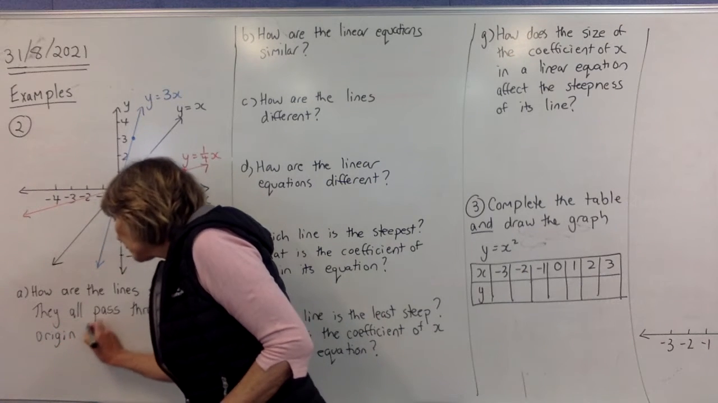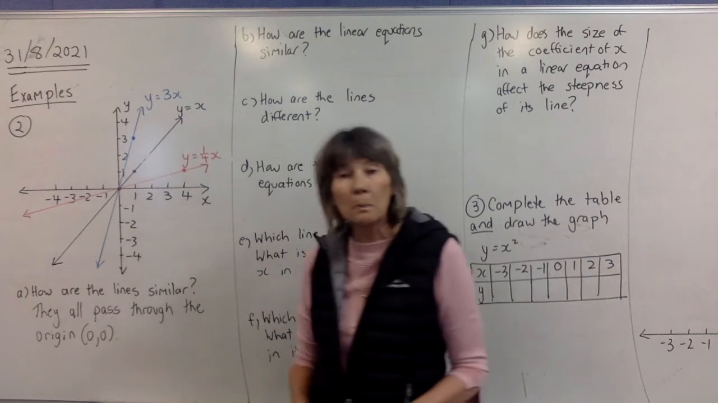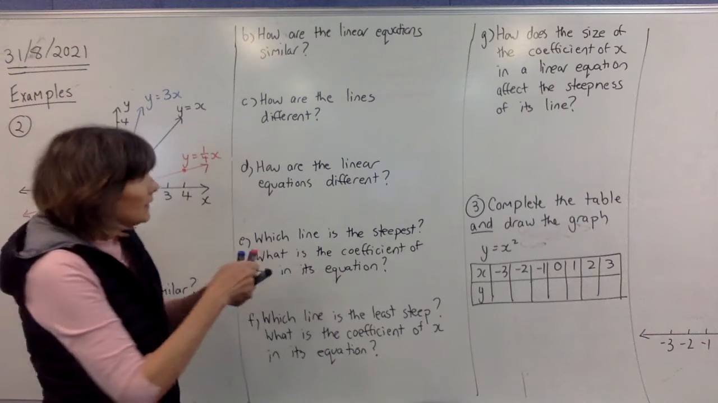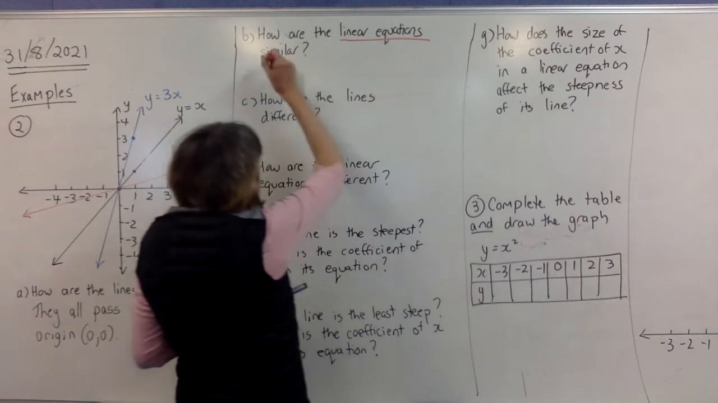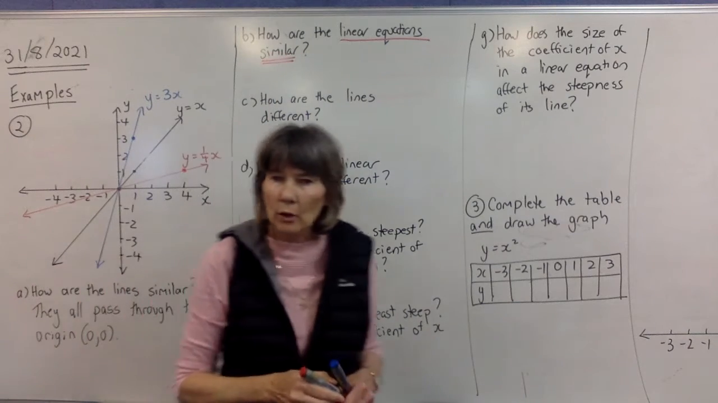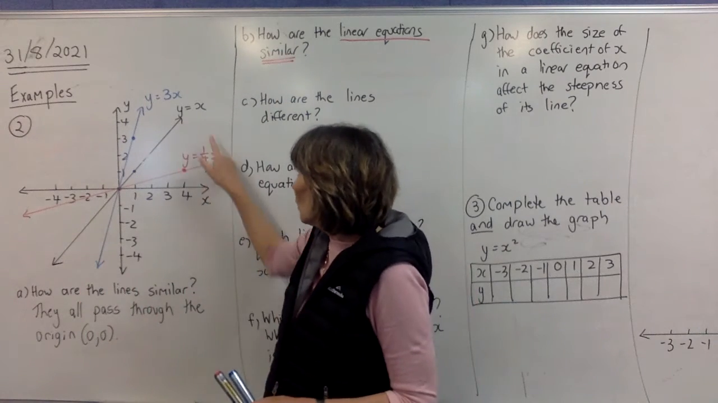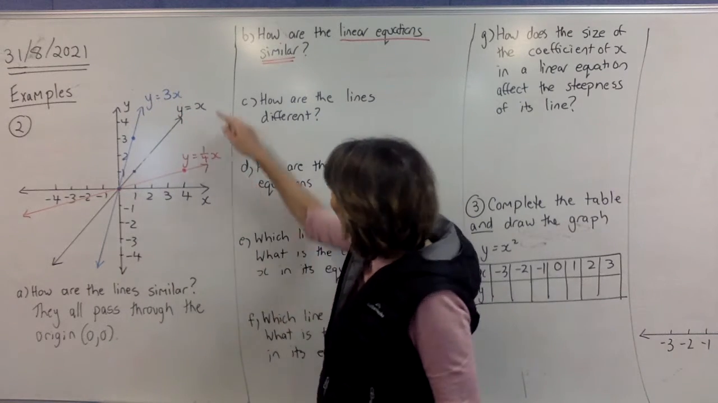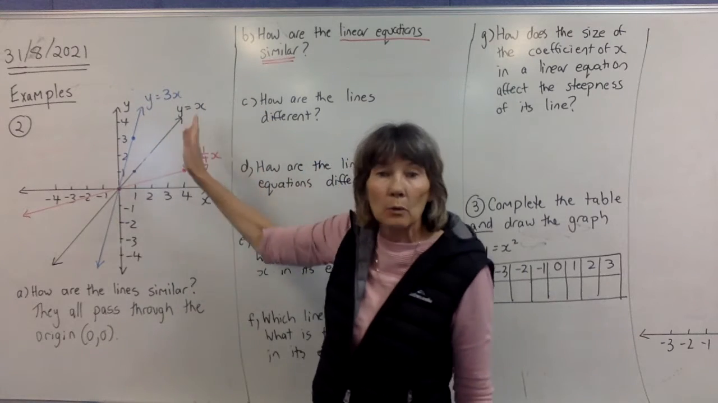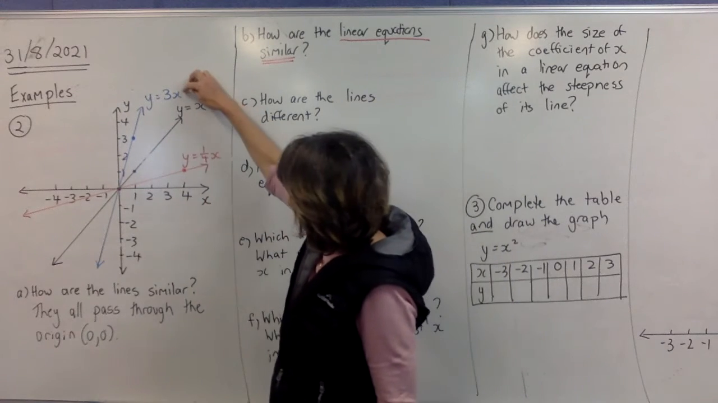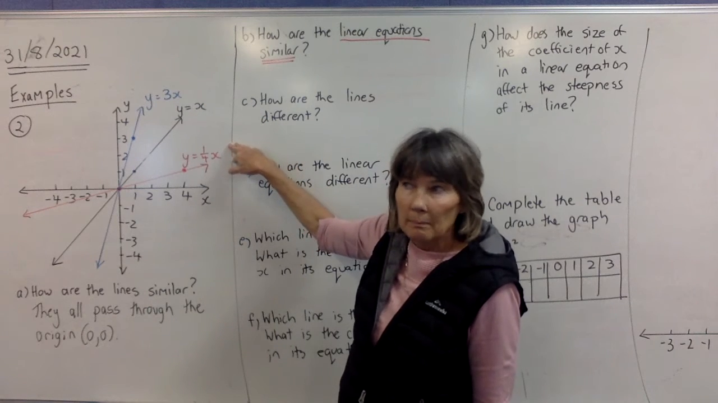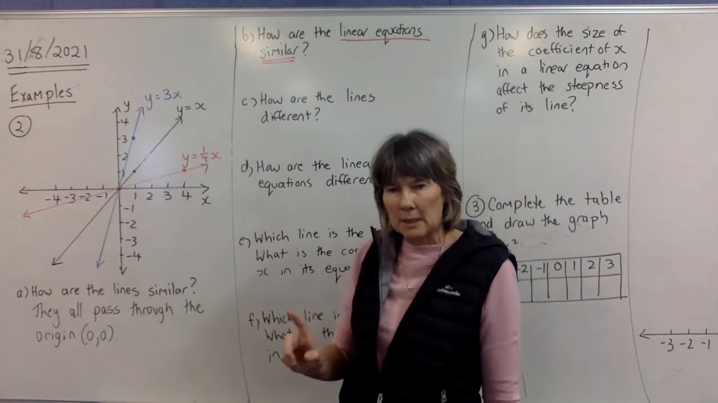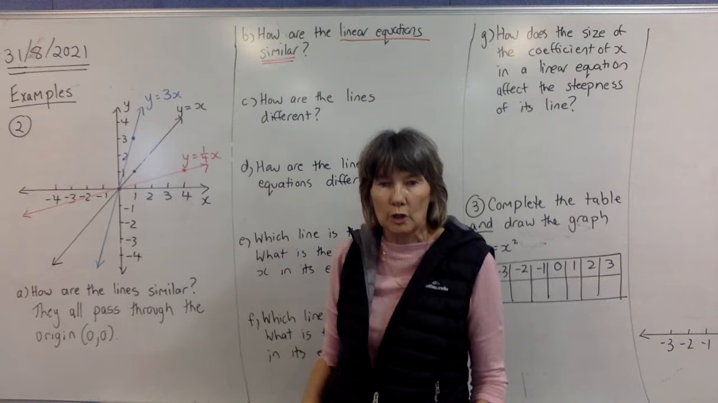Remember, the origin is the point 0, 0. So they all pass through 0, 0. Okay, the next question says, how are the linear equations similar? Okay, so we're not looking at the line graphs, we're just looking at the equations. So how are these 3 equations similar to each other? Well, they all start with y equals, but most things do. They've all got an x in them. The numbers in front of the x aren't the same, so that's not similar. But what is similar is that none of them have a constant term.